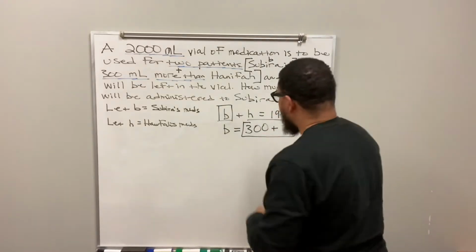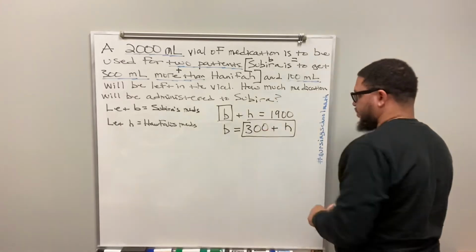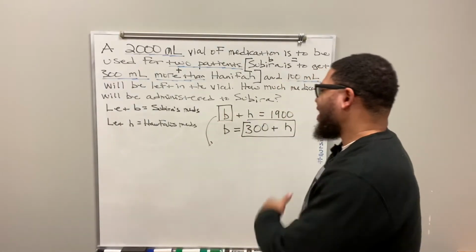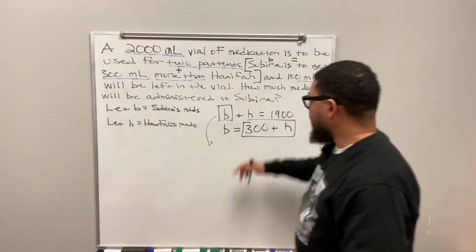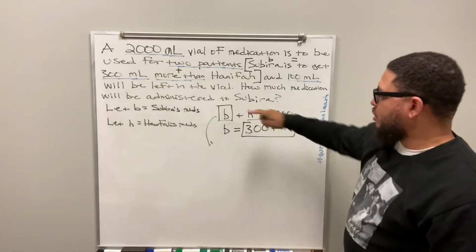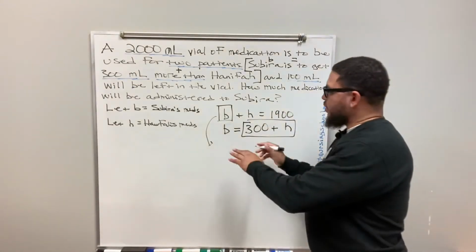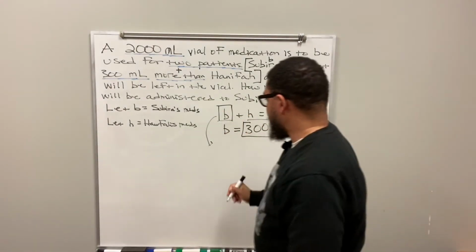An actual number. So what I'm going to do is replace this B with this expression right here. And this is what it's going to look like. So this B gets replaced. Everything else in the equation stays the same. This plus sign is still going to be there. This H is still going to be there. The equal sign is still going to be there. The 1900 is still going to be there. But everything else stays the same except for this B. This B gets replaced with 300 plus H.